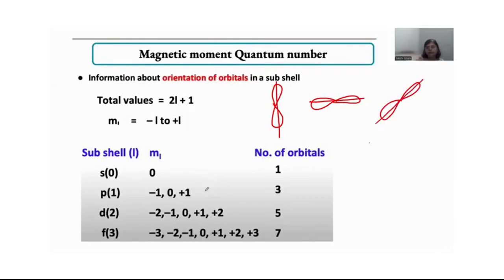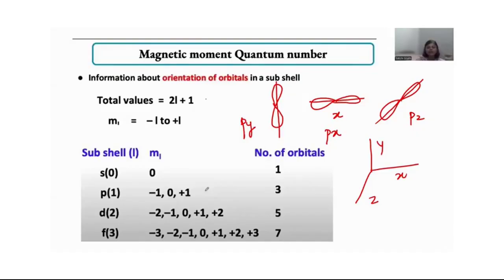As you all know, in 3D we have x-axis, y-axis, and z-axis. If it is along the x-axis, we call it px. If it is along the z-axis, we call it pz. If it is along the y-axis, we call it py. So it gives us the orientation of orbitals, right? So for example, I have a p orbital, but what about its orientation? It can be py, it can be px, it can be pz, right?